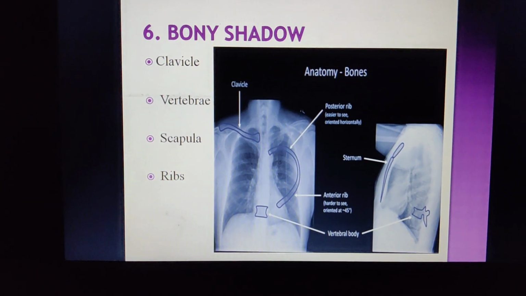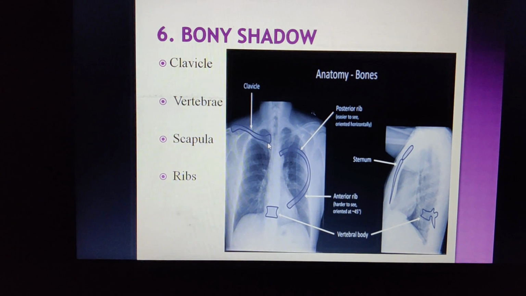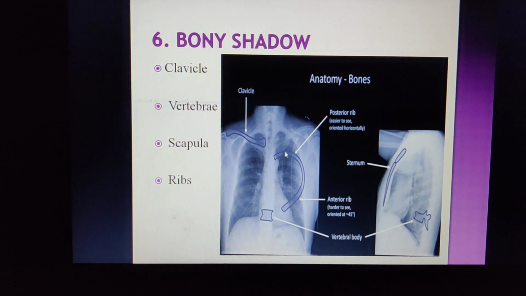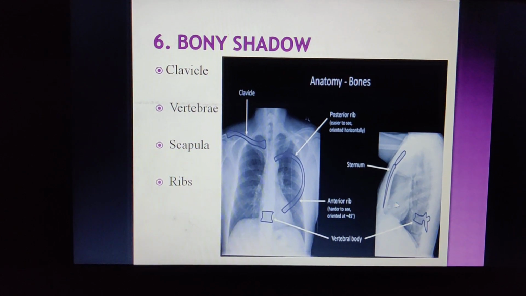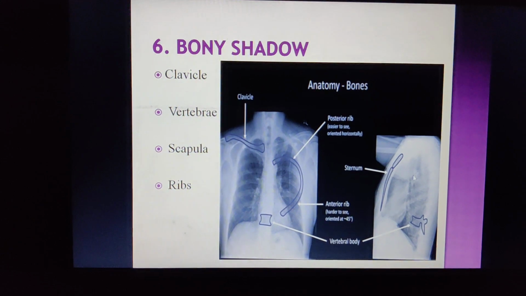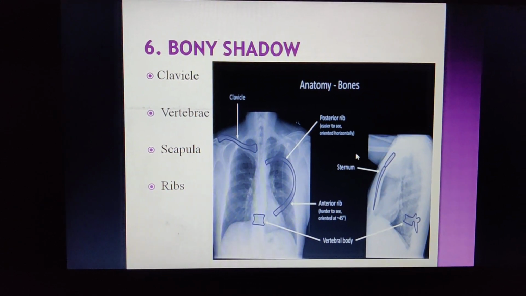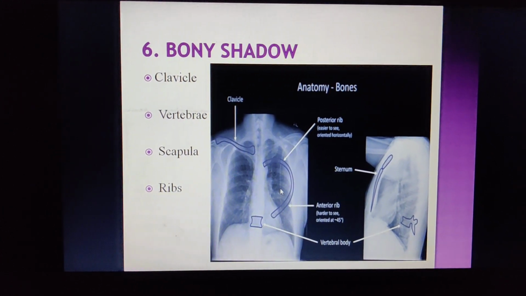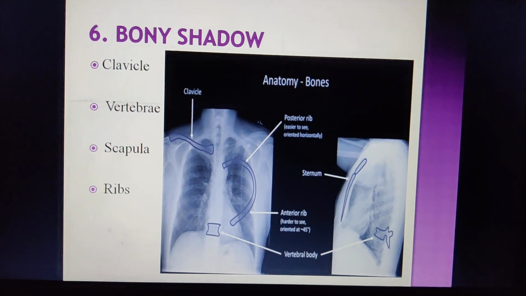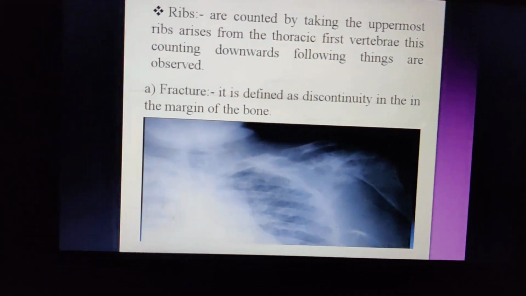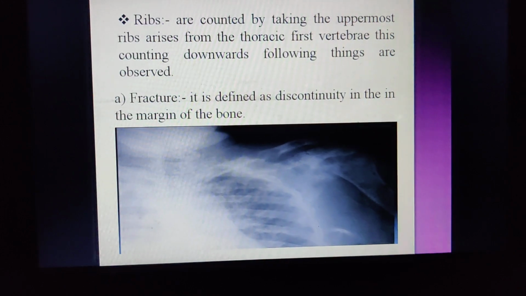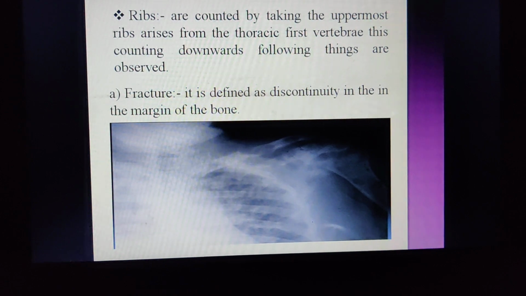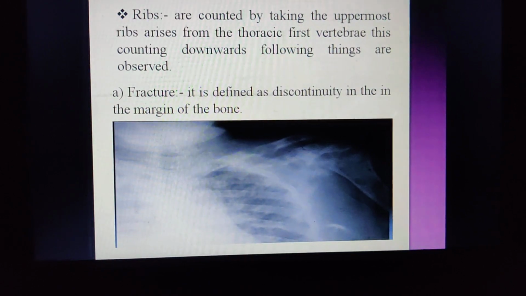The bony shadow. In this X-ray film, we can easily see the status of the clavicle, vertebrae, and spinous process of the vertebrae. In the lateral view, the status of the sternum, posterior ribs arising from the back, anterior ribs, and scapula can also be assessed. By this X-ray we can also start counting the ribs from the uppermost rib, from the first thoracic vertebra.